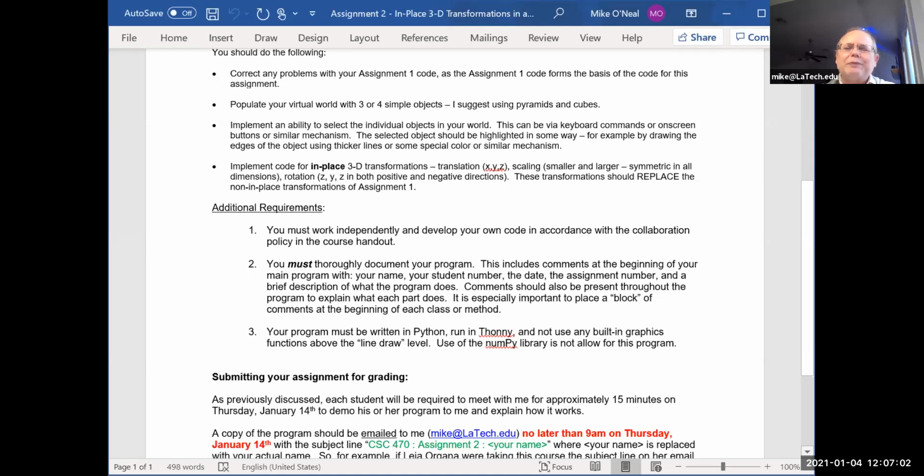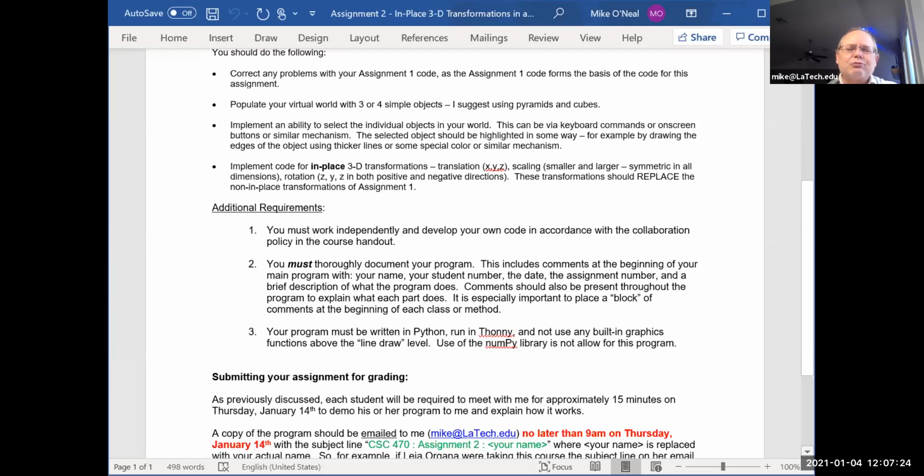The selected object should be highlighted in some way. For example, by drawing the edges of the objects using thicker lines or some special color or some other similar mechanism. So we have to have some way of being able to see on the screen which of your objects is the active object, is the selected object.